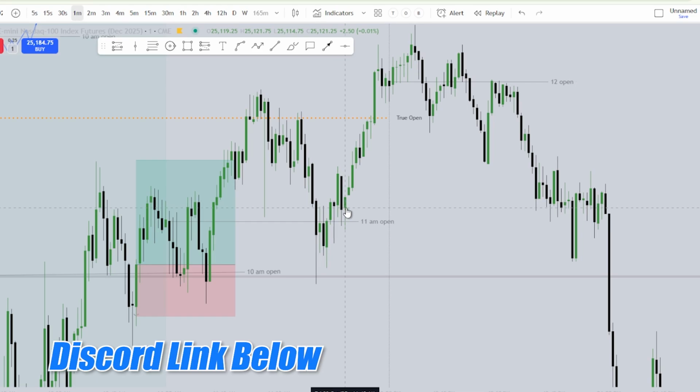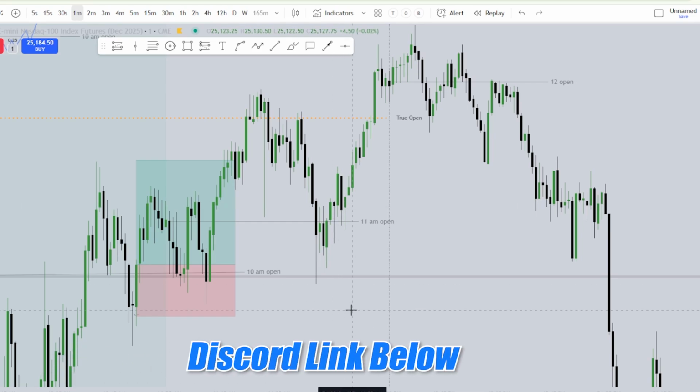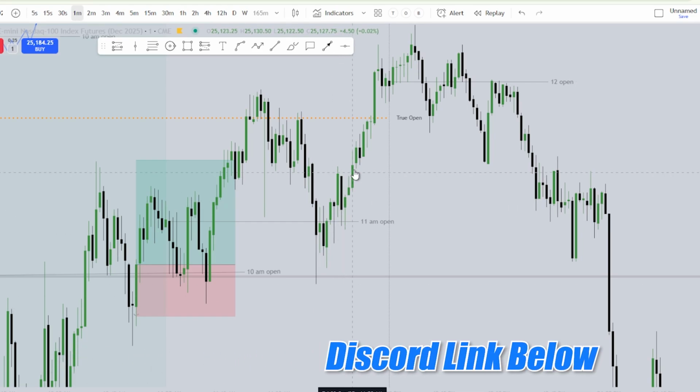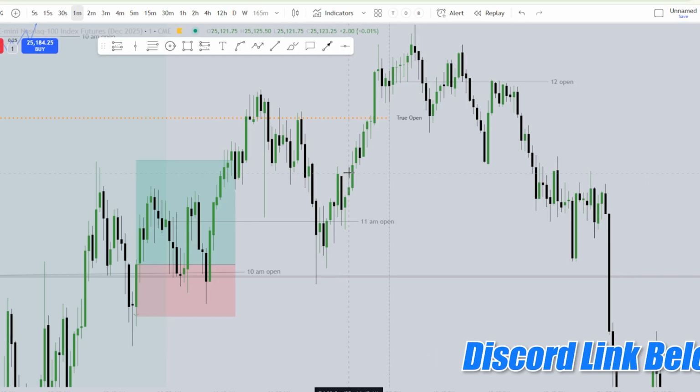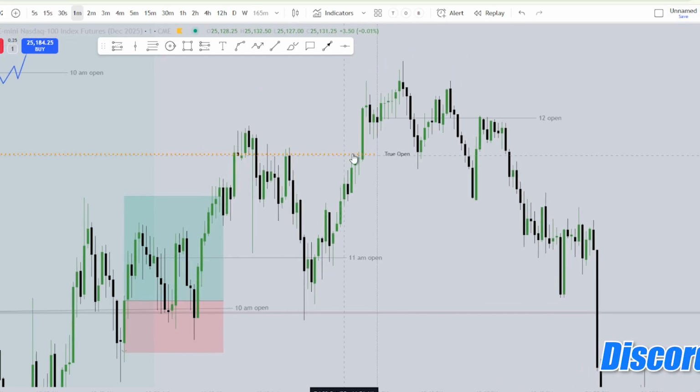Boom. Trade up. Trade down. What time? At 11:50 macro. Buying a buy right here. Getting a buy position right here. And then targeting this liquidity right here.